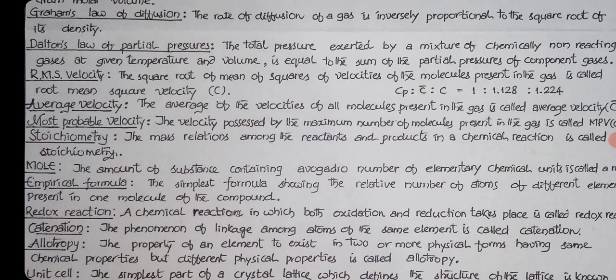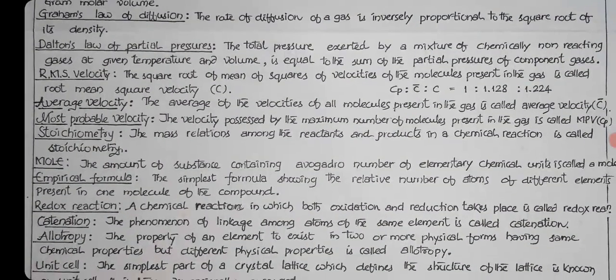Average velocity: the average of the velocities of all molecules present in the gas is the average velocity, C bar. Most probable velocity: the velocity possessed by the maximum number of molecules present in the gas is called the most probable velocity. Cp : C bar : C is equal to 1 : 1.128 : 1.224. This is asked in JEE Mains once.